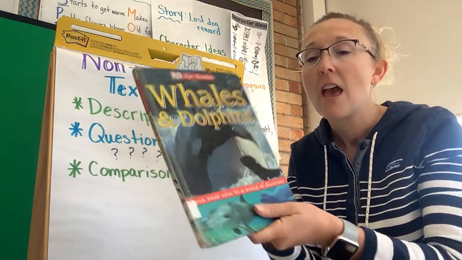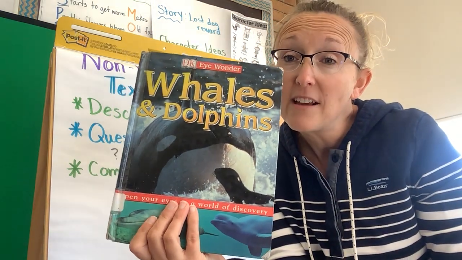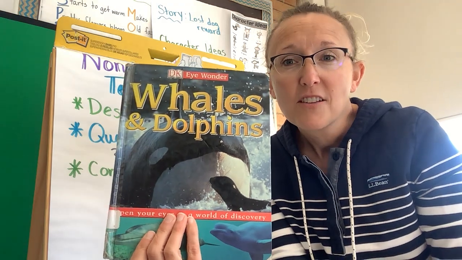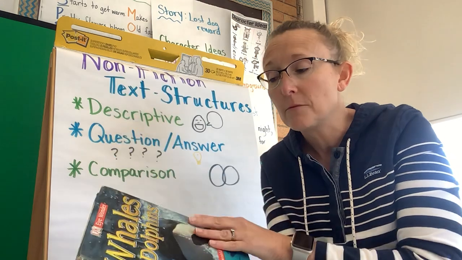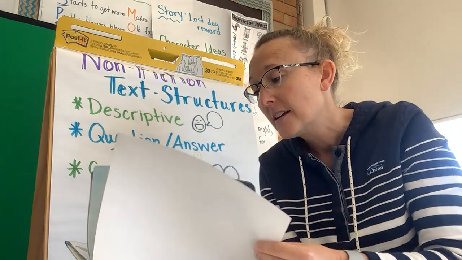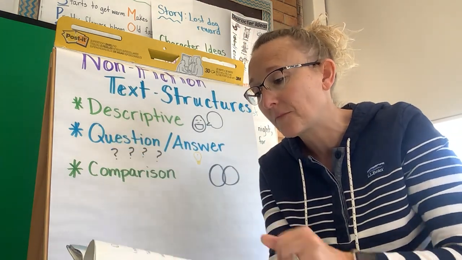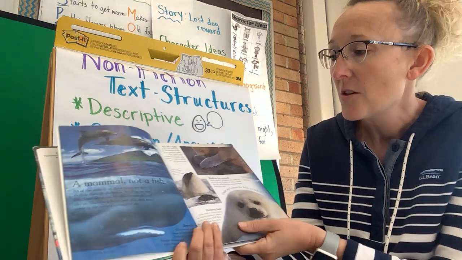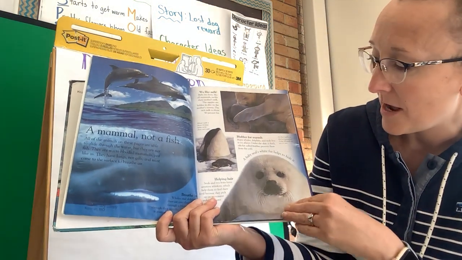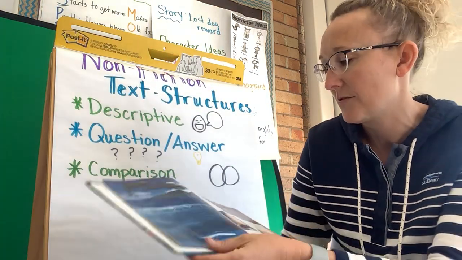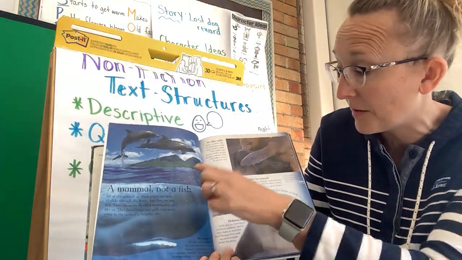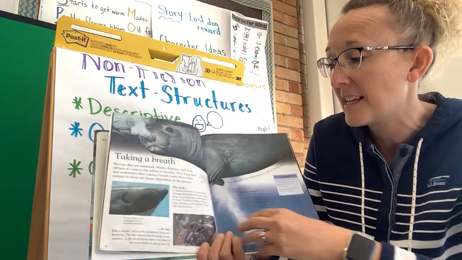Let's talk. So this book talks about whales and dolphins. So they picked two animals that are very similar, and they are going to be comparing them to help you kind of know the difference, all right? So here they're talking about dolphins, right? Because it's whales and dolphins, right? So here they're talking about whales, actually a little bit of both, okay? And comparing them to sea lions also.